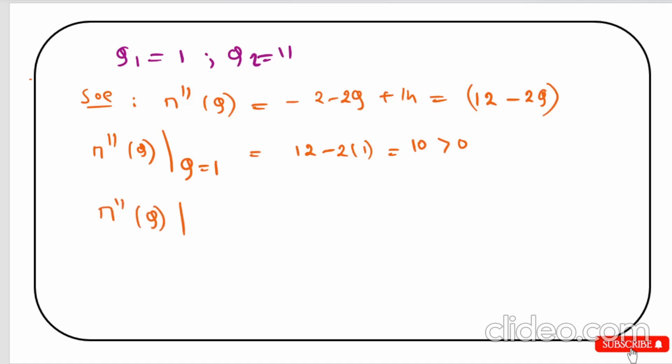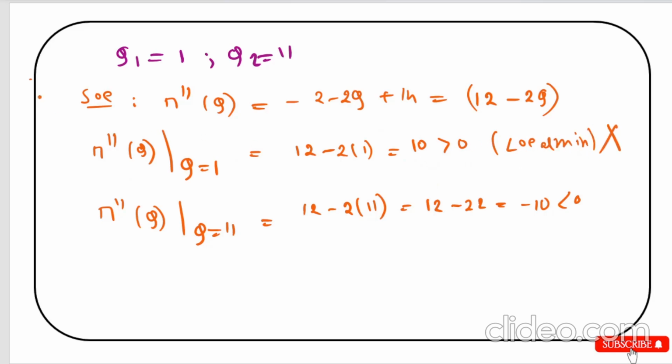And if you check it at the point 11, 12 minus 2 into 11, so it will be 12 minus 22, which is minus 10, which is negative. So what you know, if the second derivative is positive, it is local minima, which is of no use because you want to maximize your profit. So local minima is not something you want. And this is local maxima. This is the local maxima you want.